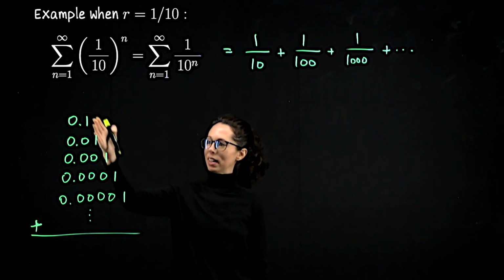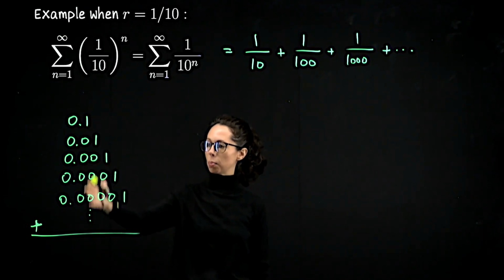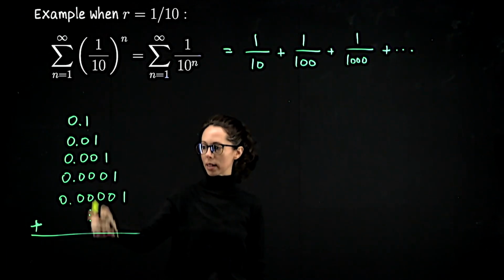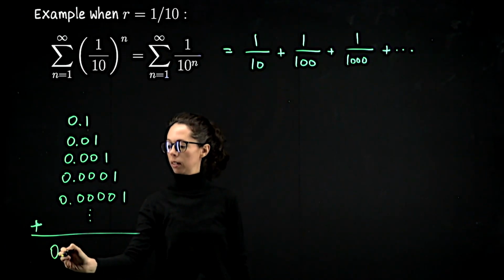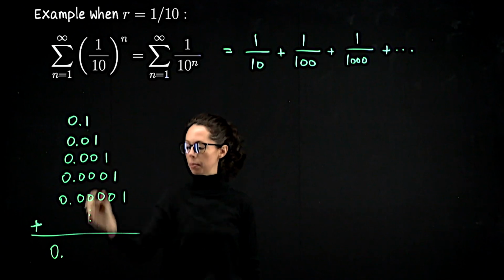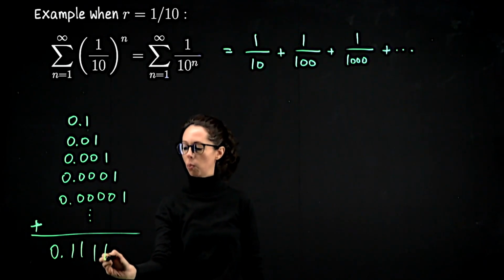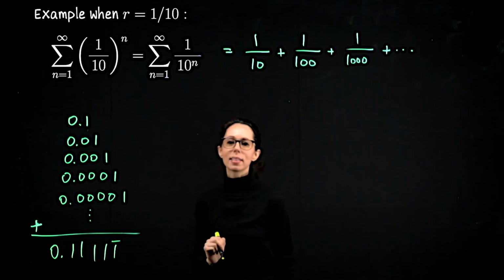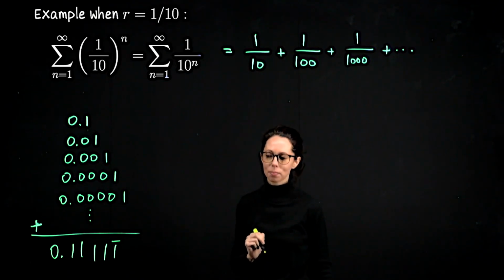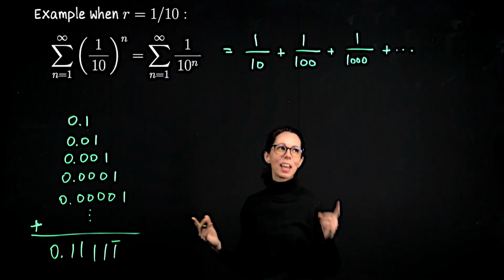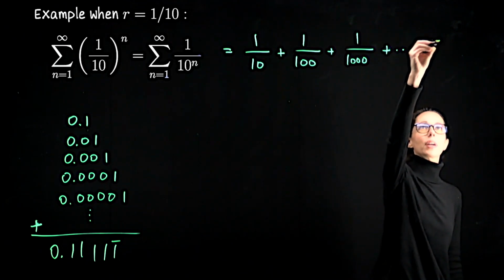Notice that each column, if you will, each decimal place has exactly one 1 and the rest are zeros. So we can add up these numbers and it's going to be 1, 1, 1, 1, 1, et cetera, et cetera. It's the number 0.1 repeating. This number exists and it's actually equal to 1 over 9.